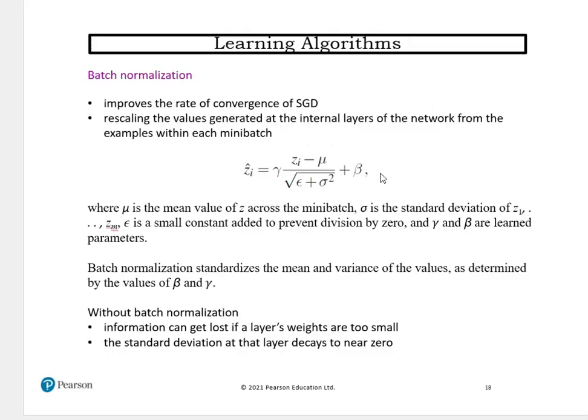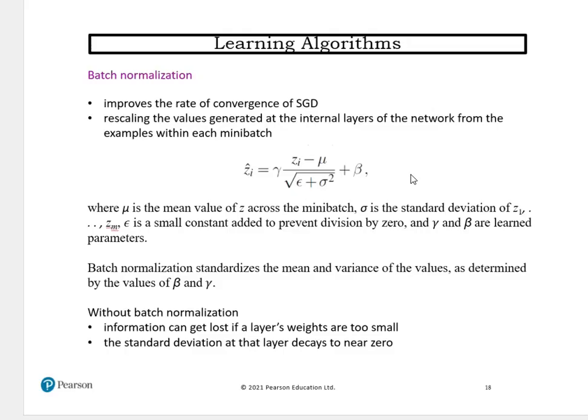Mu in this case is the mean value of Z across the mini batch. Sigma is the standard deviation of Z1 through Zm. Epsilon is a small constant added just in case sigma is 0, so we don't get division by 0. We add in 0.001 to make sure we're always dividing by a non-zero number. And gamma and beta are the learned parameters of that batch normalization layer.